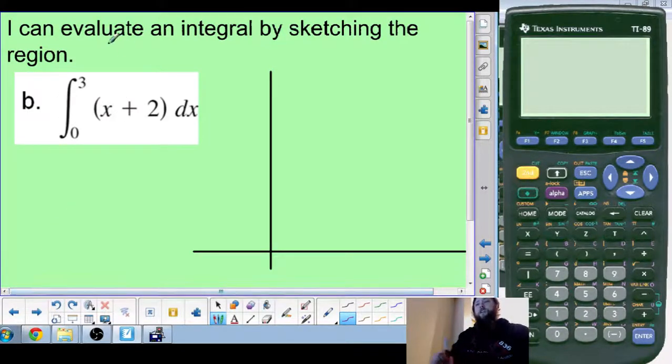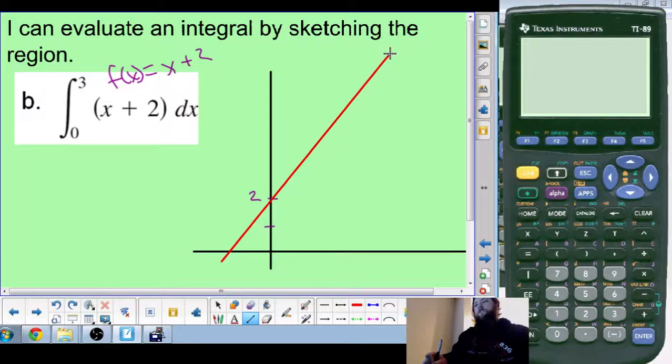Let's try another shape right here. So I'm going to graph the function f of x equals x plus 2. So that's going to be a line, and that line is starting from up 2, my y-intercept, and the slope is up 1 over 1. So I'm going to just draw a rough sketch like there.